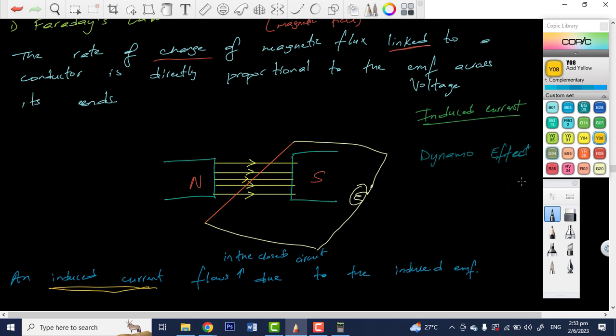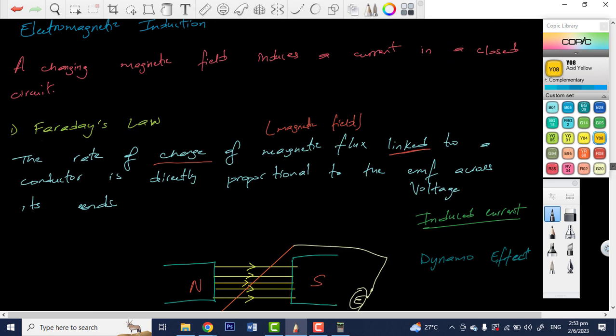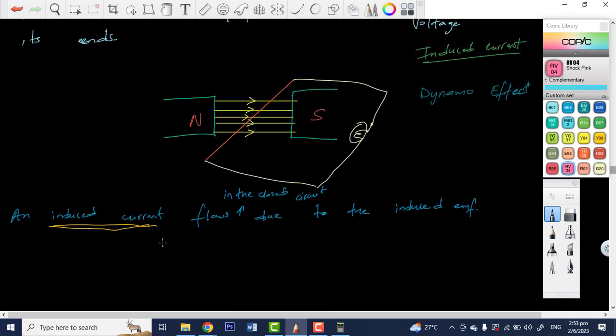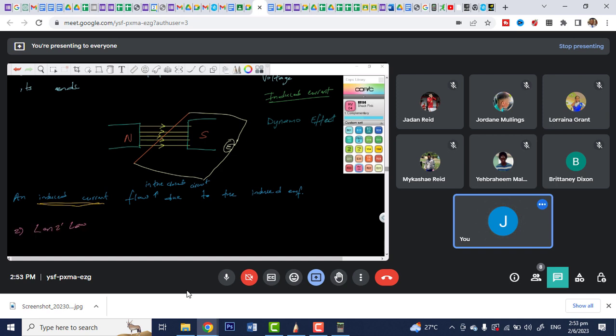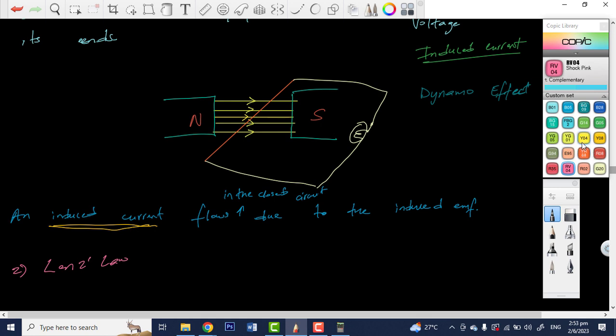To talk about this induced current, we have to mention another law, which is what we call Lenz's law. Right? Jada, do you know about Lenz's law? Do you remember it as something about the direction of the current? Okay, not sure. Okay. Something along those lines.